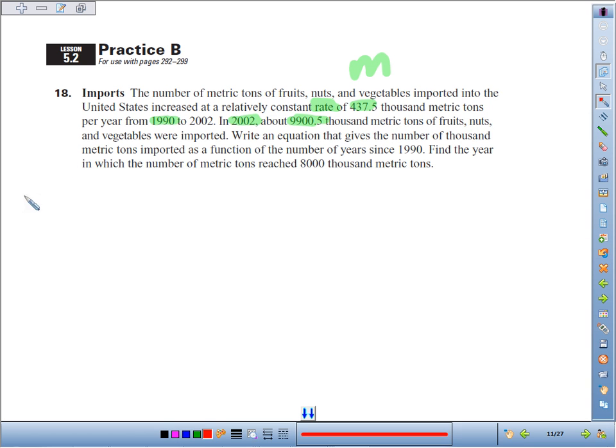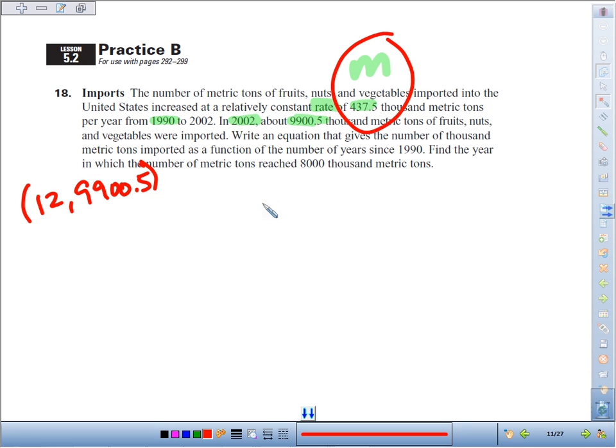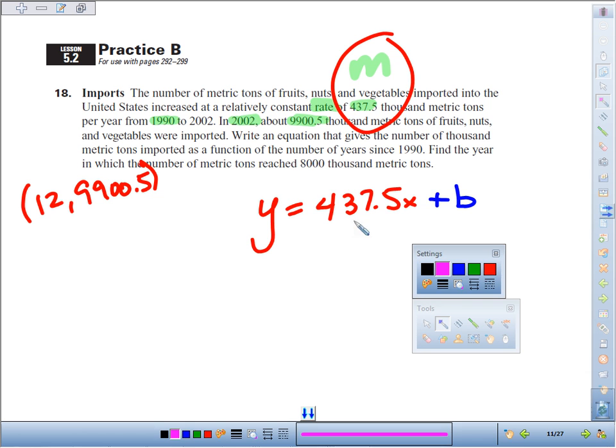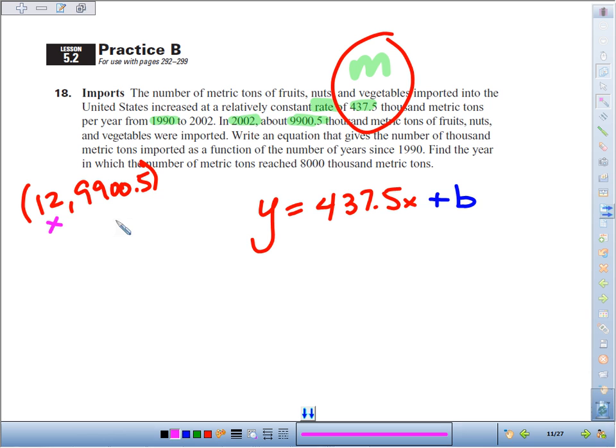What they did there is they gave us a point. If the study began in 1990, 2002 is like year 12. There were 9,900.5 thousand metric tons. We're supposed to write an equation that gives the number of thousands of metric tons. So if we know our slope is 437.5, we could start out like that, 437.5x. But what we don't know is the y-intercept. Well, we find that by plugging in a point we know has to make it true. So if we plug in 12 for x, we better get 9,900.5 for y. Let's go ahead and do that.